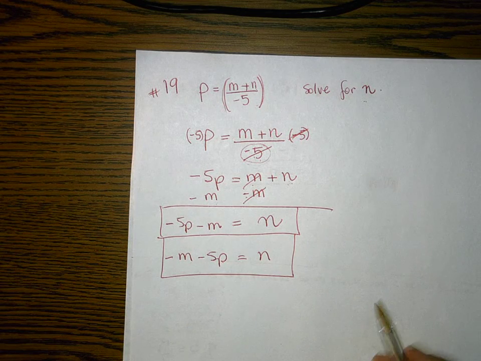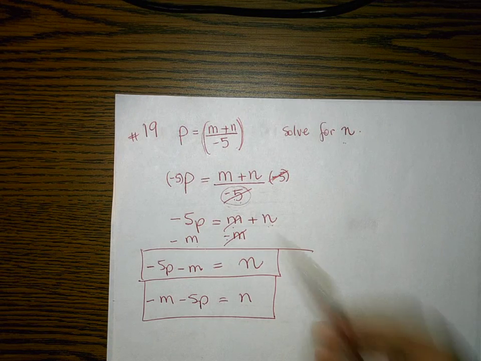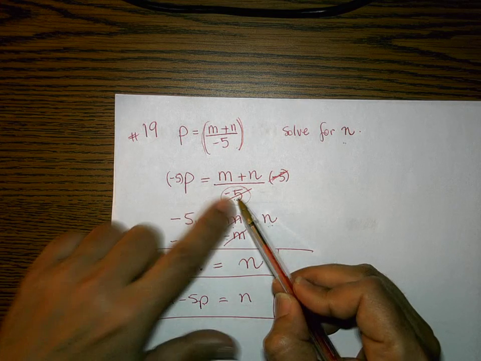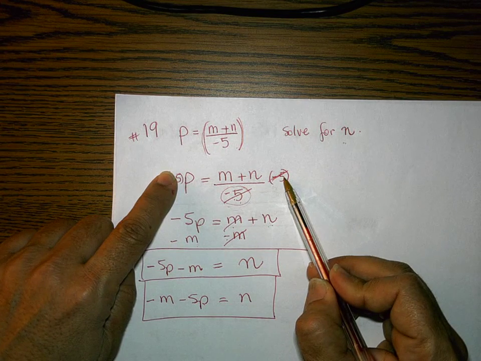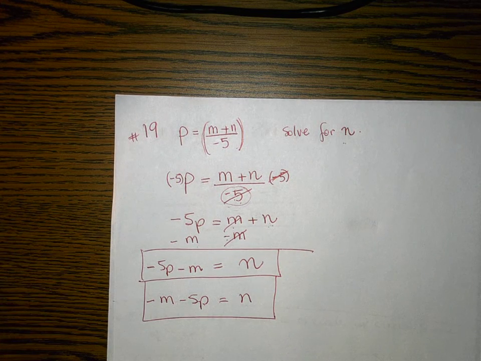Notice the steps. Again, I want to get rid of the denominator, so I multiply both sides by that denominator, and then I no longer will have fractions. So hopefully this can help you.